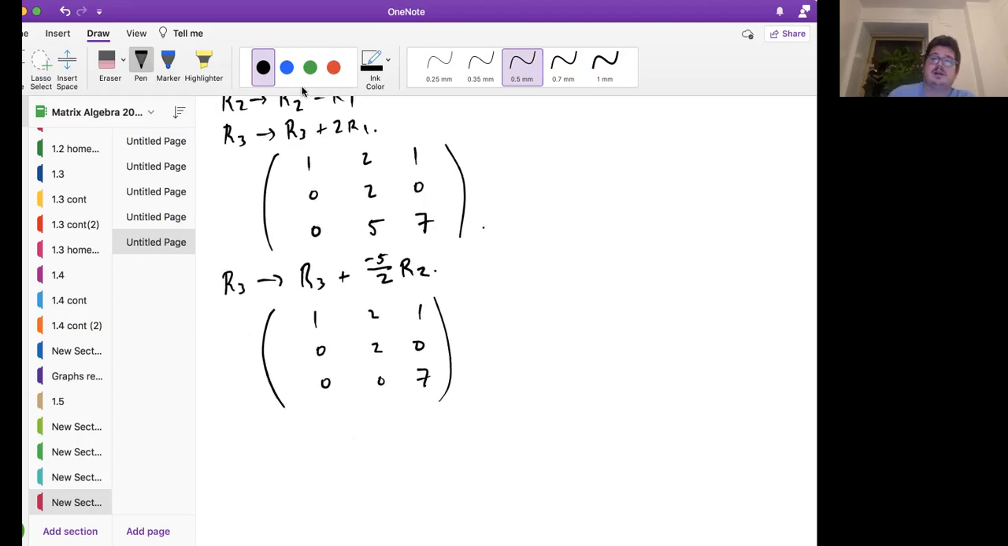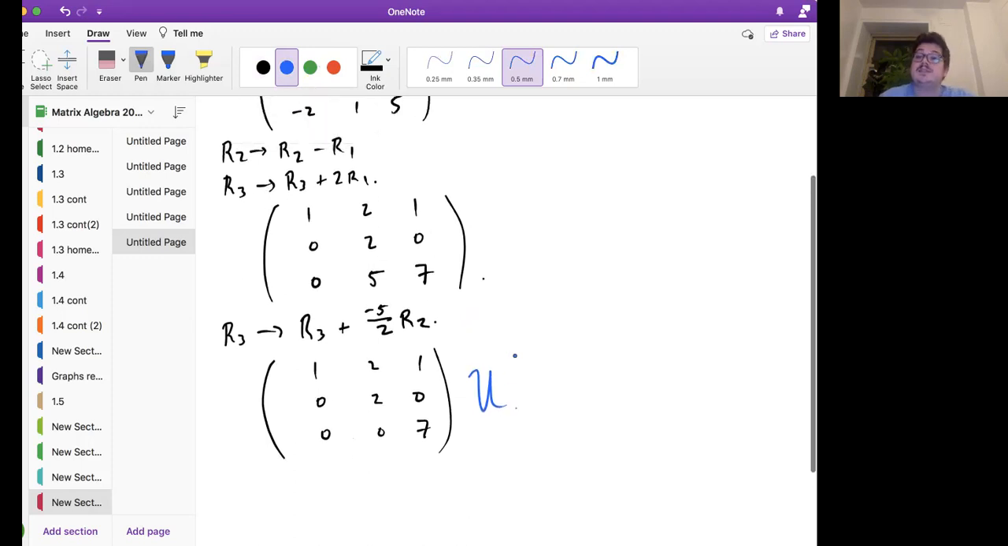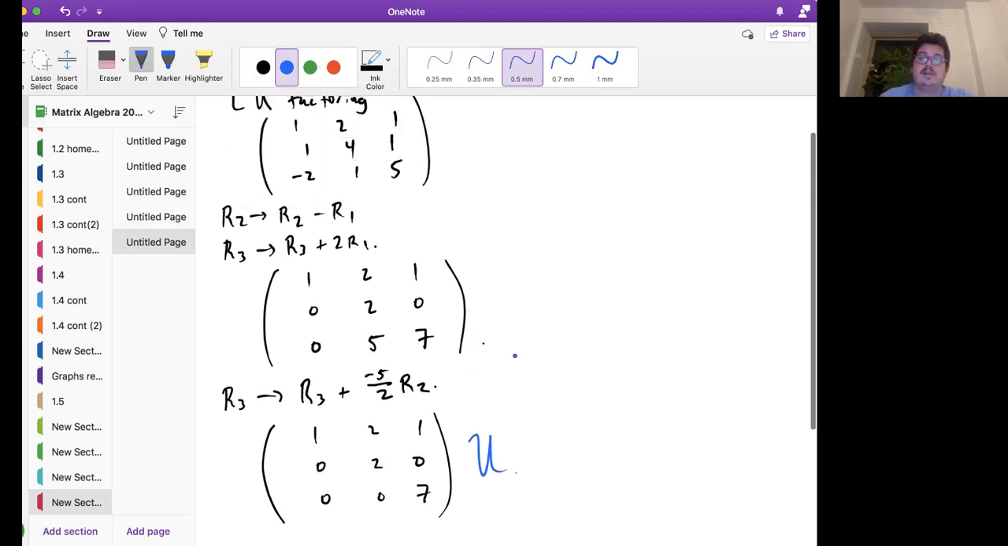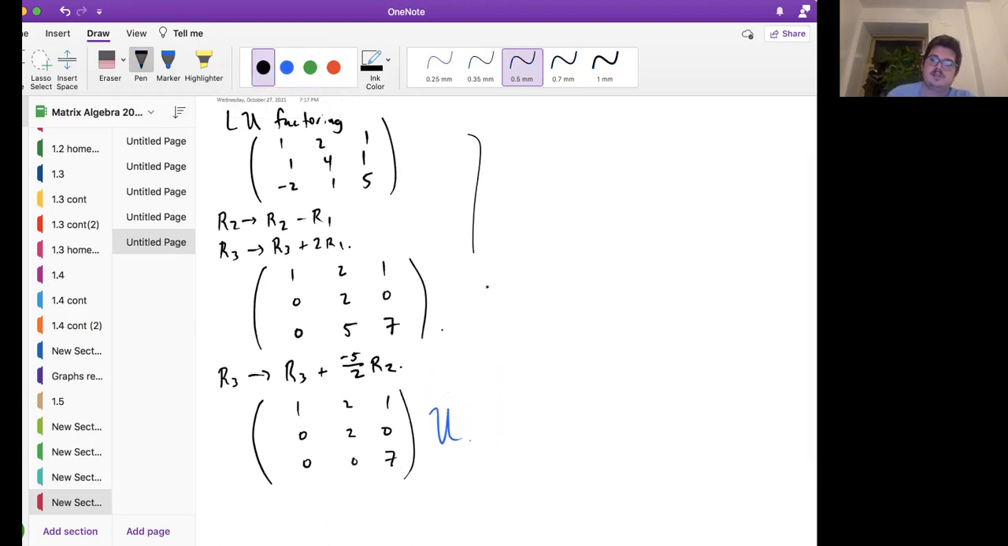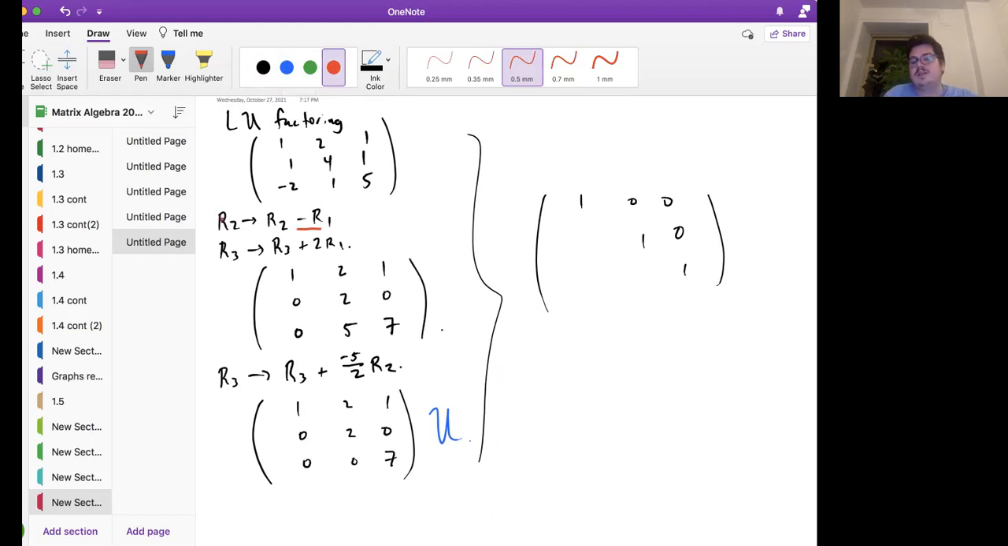Okay, so now we have a matrix that is in upper triangular form. And now let's construct our L. So by our formula that we figured out, we only use type 3s. So let's fill in the blanks. One thing to note is that when you write out your operations this way, these give you the coefficients in that row.